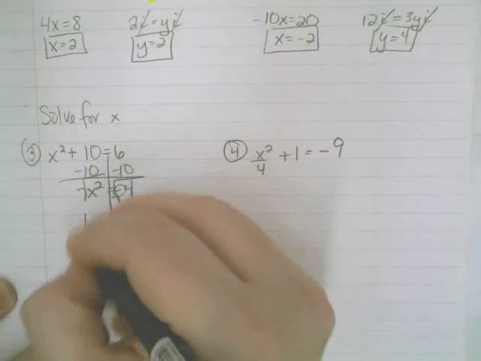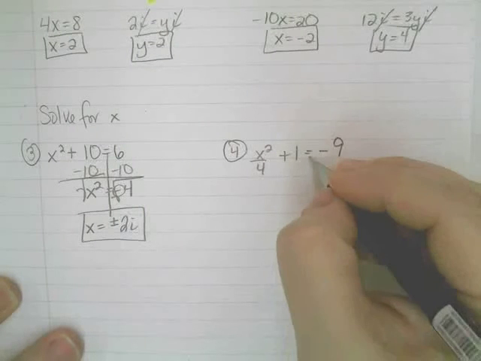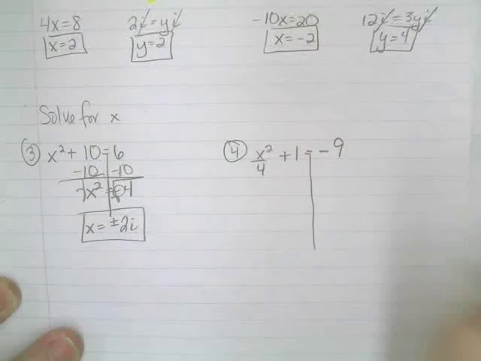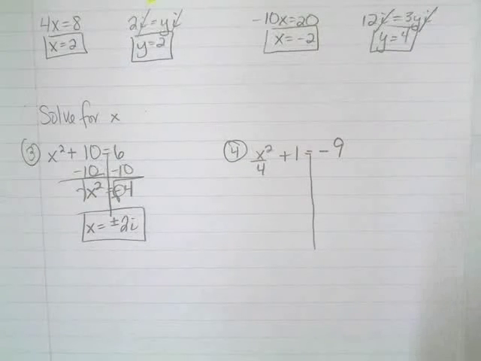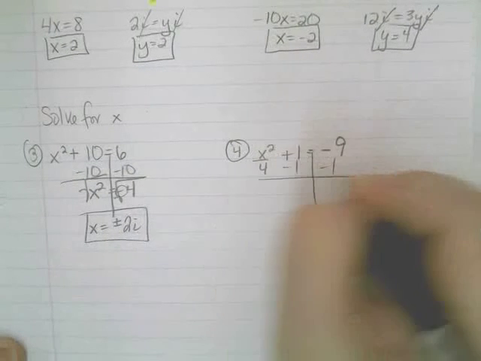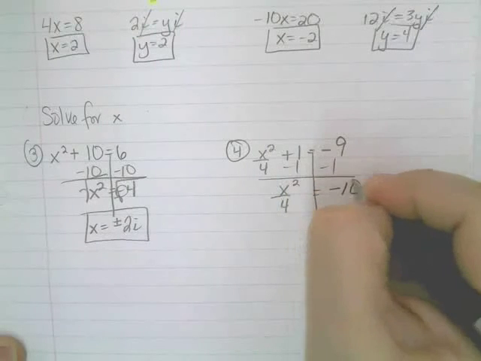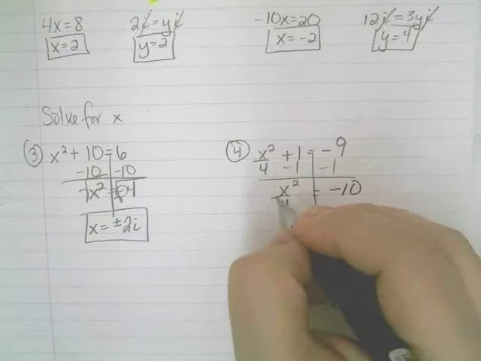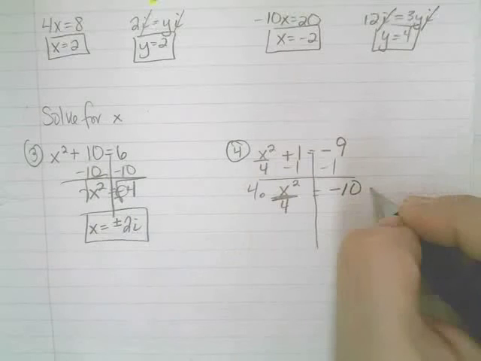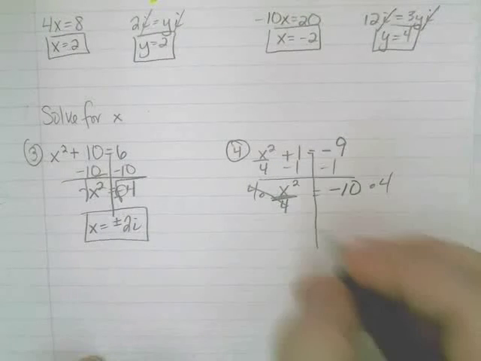Okay. All right, for number 4, the first thing I want you to do is get rid of that 1 and then get rid of that 4. Okay, so go ahead and try that and then hit play so that you can check your work. So you should have gotten x squared over 4 equals negative 10. To get rid of a divide by 4, you multiply by 4. Don't get freaked out by fractions, just think that fractions are a divide. And so now I have x squared is equal to negative 40.